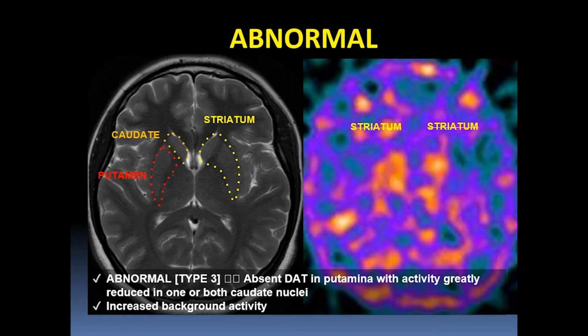There's a complete loss of uptake in the striatum, and this is considered a type 3 abnormality, where you have complete absence of uptake in both the putamen and caudate nuclei bilaterally. And again, I'll note there's abnormal increased surrounding background activity, markedly different than the first case of normal we showed earlier.